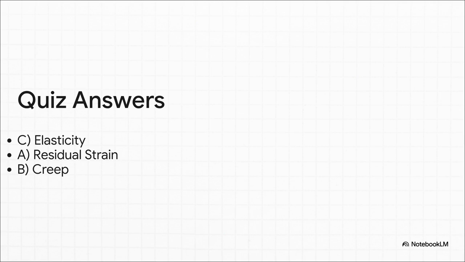The answer to number 1 is, of course, elasticity. For number 2, that permanent stretch is called residual strain. And finally, that saggy old bookshelf is a classic example of creep. I hope you nailed it.